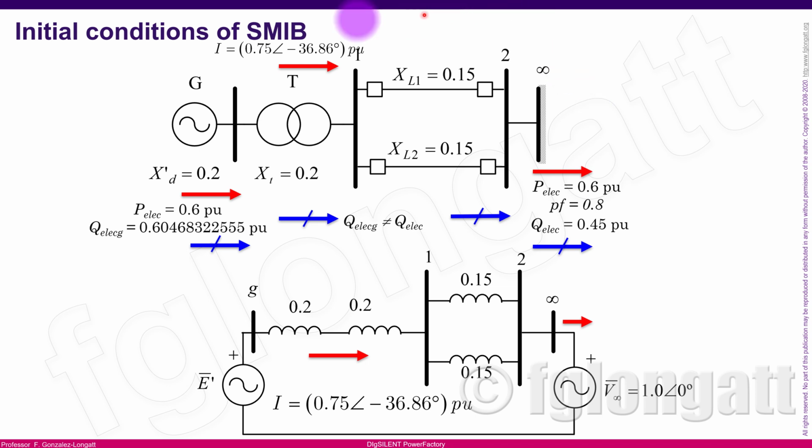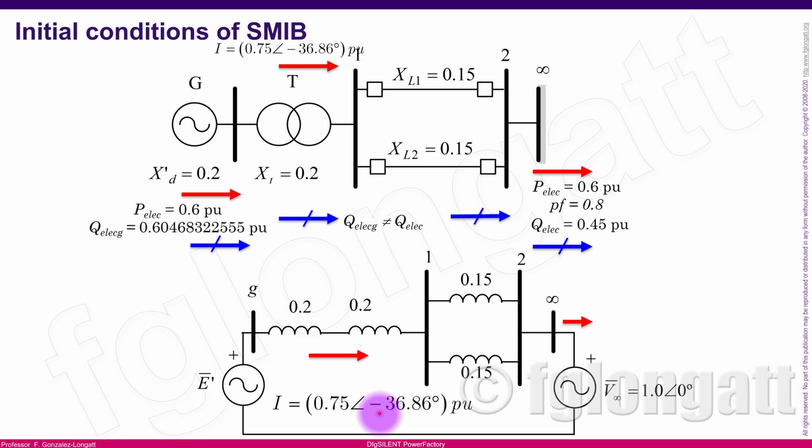For instance, we remember that in the previous video we discussed this current. In per unit, this current is 0.75 per unit at minus 36.86 degrees, okay? However, in that discussion, I used this reactance diagram. Okay, this is the reactance diagram. In this reactance diagram, the transformer, the lines, and the generator have been converted into a model, and now we have a circuit that we can use for calculations.